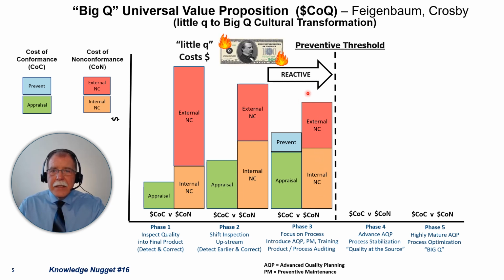Up to this point, I've been very reactive in my approach to quality, and this is the zone of little q quality. And this is where little q quality costs the organization. And you can see where it costs the organization. But I'm about to enter what I call the preventive threshold. And this preventive threshold is going to move me from little q quality being reactive into big Q quality being predictive and preventive. So as I continue to transform in the organization, I punch through that preventive threshold and I move into an area of predictive and preventive quality.